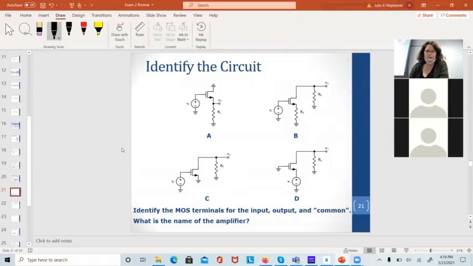Can you tell me what kind of circuit it is? If part A of the problem is, here's an amplifier, can you tell me, is it a common source, what kind of amplifier it is? Can you identify it? A common drain has the input on the gate and the output on the source. A common source with source resistor has the input on the gate and the output on the drain. A common source has the input on the gate and the output on the drain. And a common gate has the input on the source and the output on the drain.